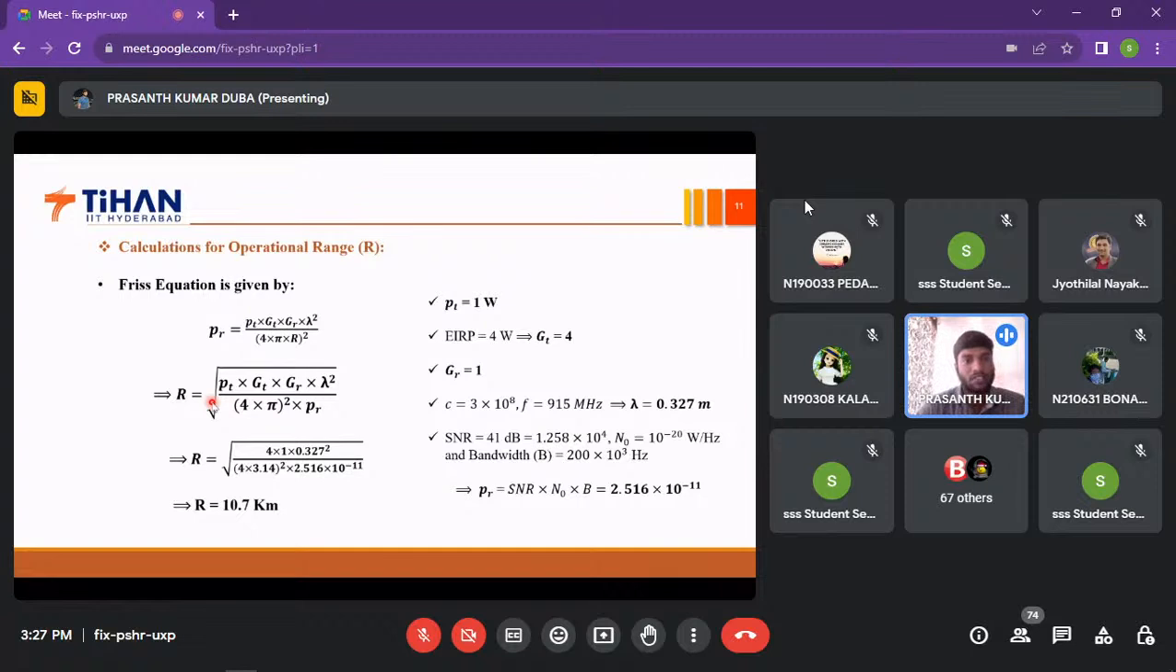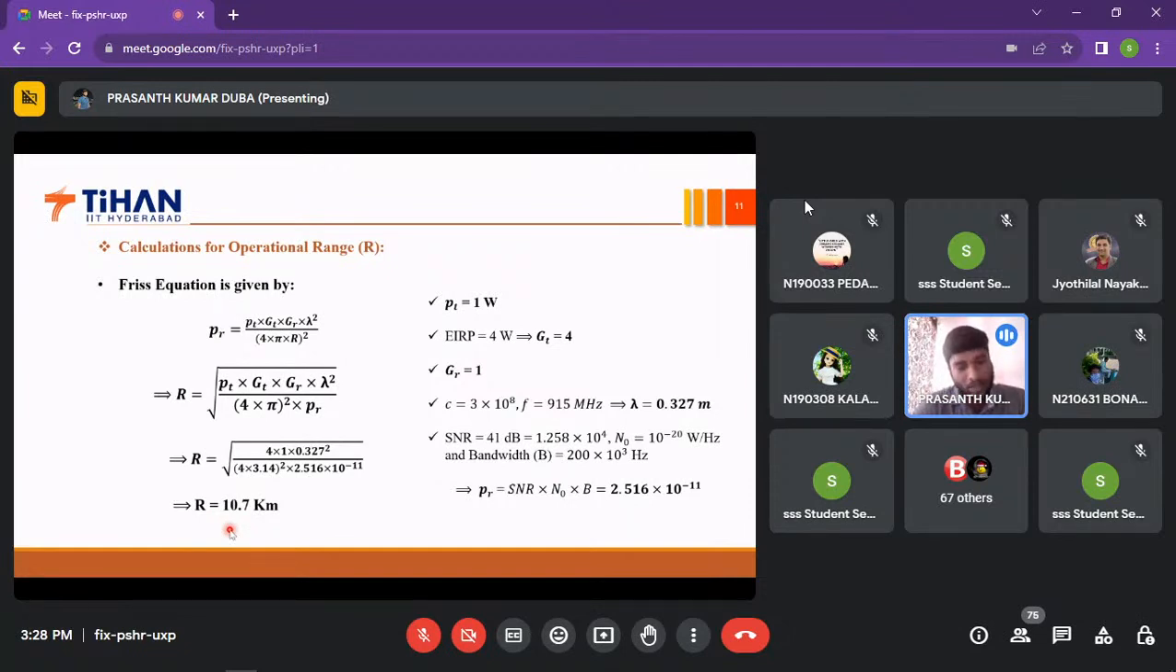You already know the Friis equation, that is PR equals PT GT GR lambda squared by (4 pi R) whole squared. Where PT I will mention as 1 watt and EIRP is 4, which is the product of transmitted gain and power. From that I will get GT equals 4, and I have considered GR as 1, unity. With the help of the frequency I get lambda as 0.327 meter, and SNR I consider as 41 dB. The AWGN noise I have considered is 10 power minus 20, and bandwidth I already mentioned. With this I will get the PR. With the help of this PR, I will calculate the range, and I approximately get 10.7 kilometers. So my communication system holds for 10.7 kilometers.